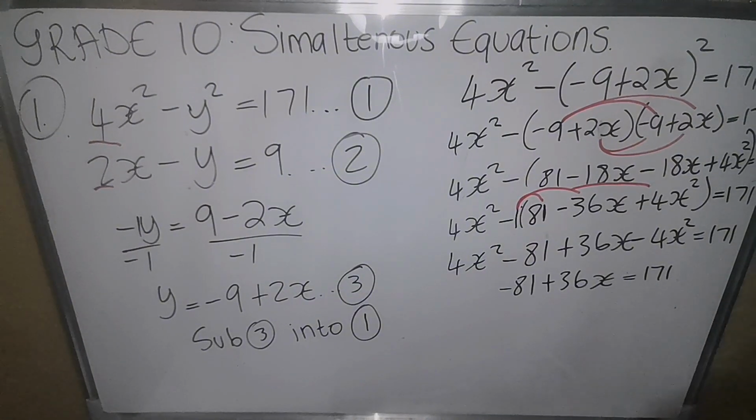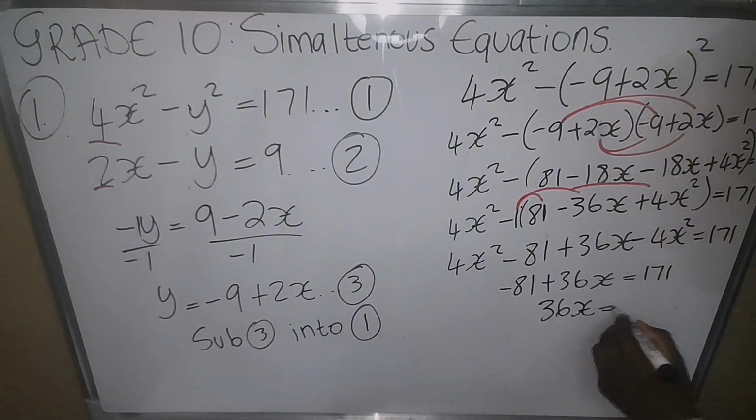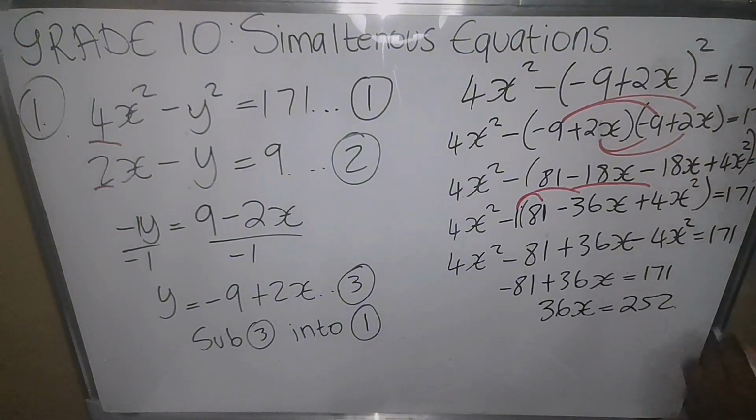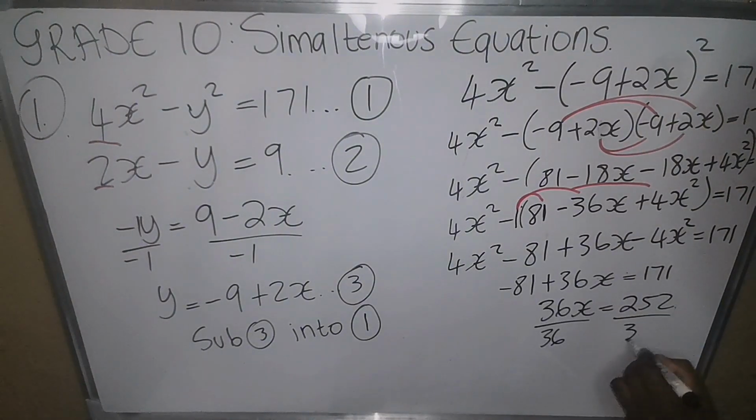So I'm going to have 171 plus 81. I'm going to transpose this 81 to the right. It's going to be 171 plus 81 is 252. So I'm left with 36x equals 252. Then I'm going to divide both sides by 36, because I want to be left with x on one side. This 36 divided by this 36 leaves x. Therefore, x is going to be 252 divided by 36. The answer there is 7. This is my x. It is 7.